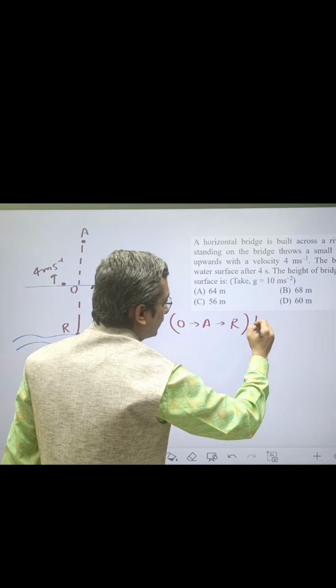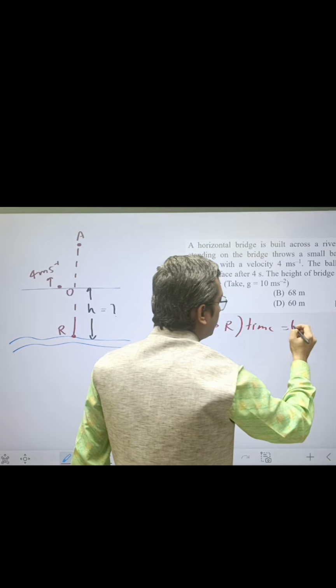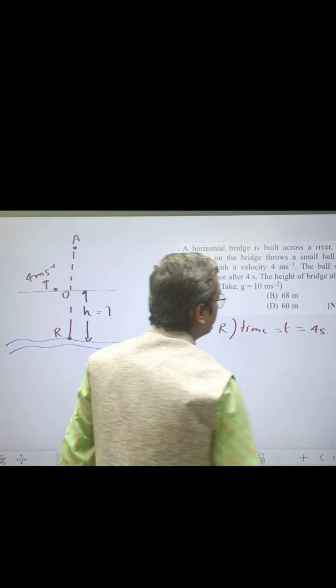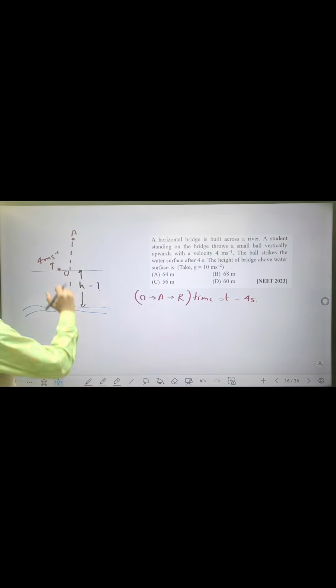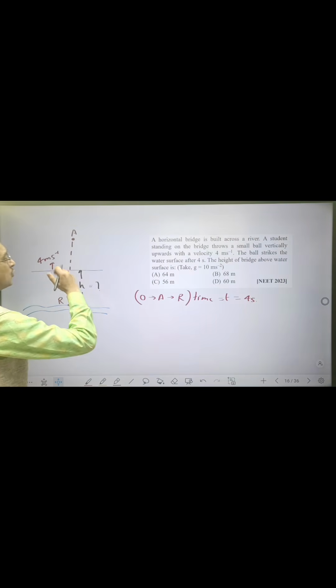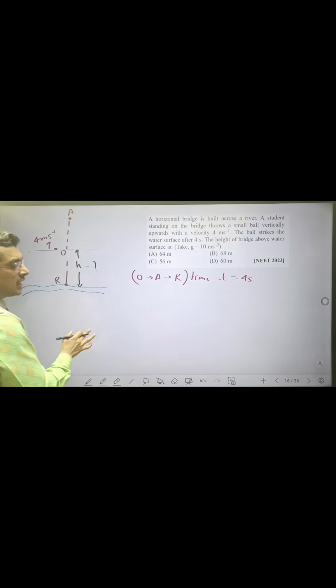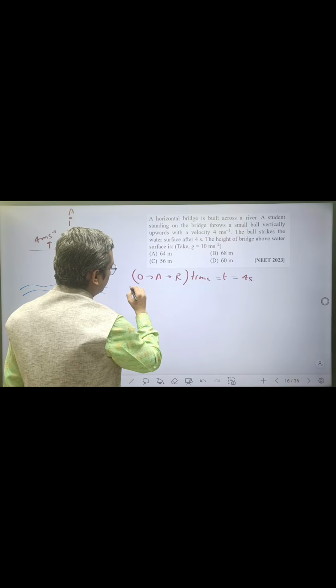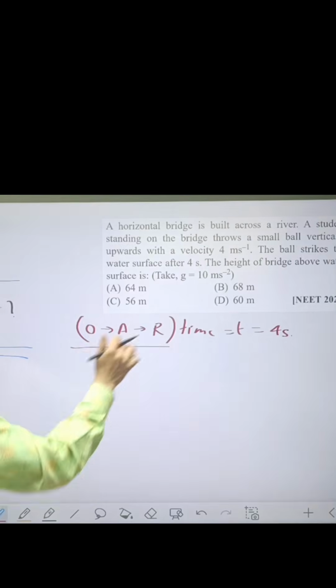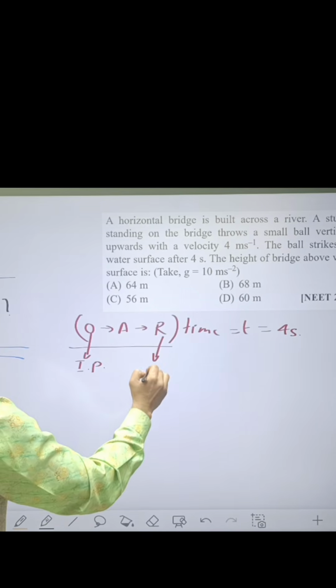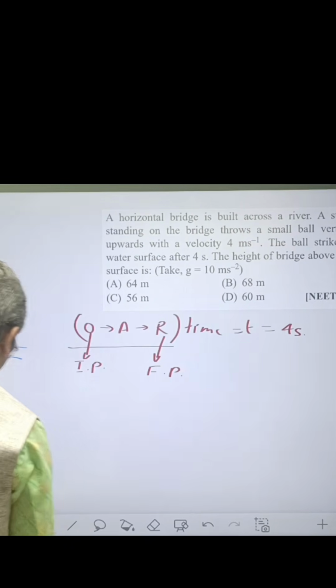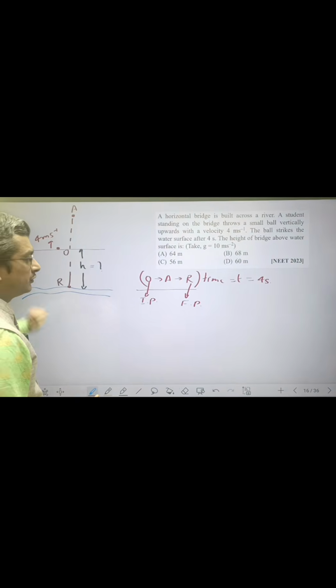Let us suppose the time given for this journey, I am taking it as t, and it is given in the question as 4 seconds. We have to find the height. So instead of taking two different equations of motion, from O to A and then A to R, I am taking the journey from O to R. This is the initial position, IP, and R is the final position, FP.